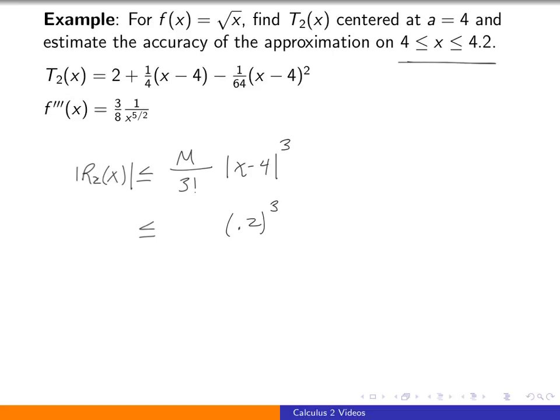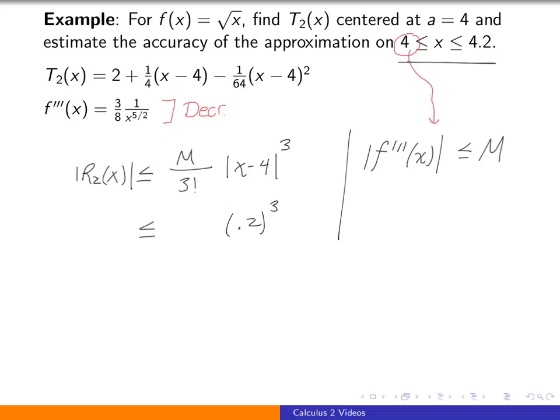The other thing we need to determine is the value of M. And recall that for the value of M, what we need to do is think about how big can the absolute value of the third derivative be on that interval. Well, if we look at our third derivative, which is 3/8 times 1 over x to the 5/2, as we go from 4 to 4.2, what's in the bottom is going to be getting bigger. So the important observation to make is that this is a decreasing function.